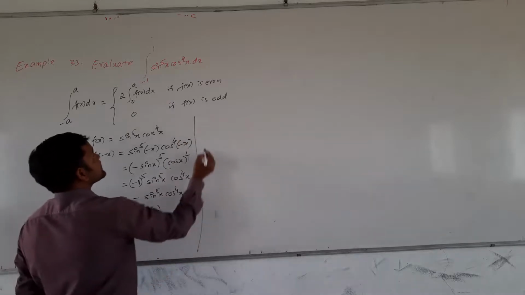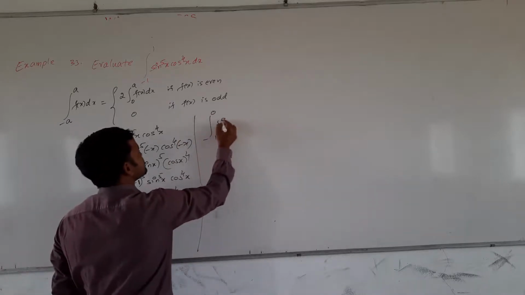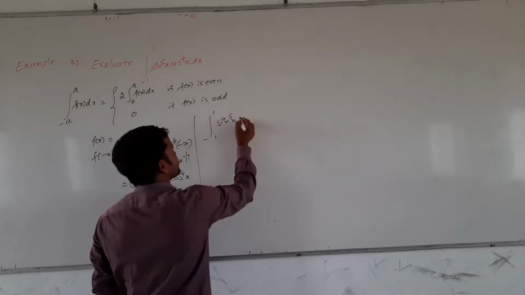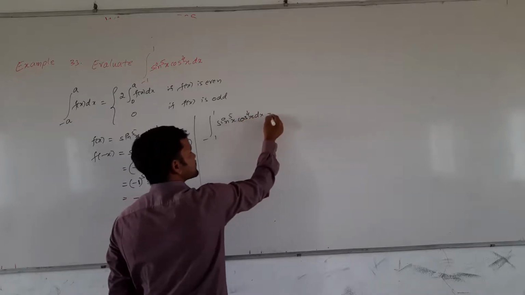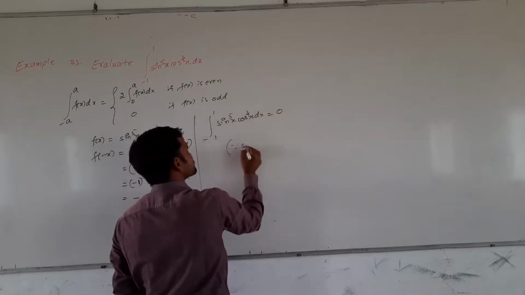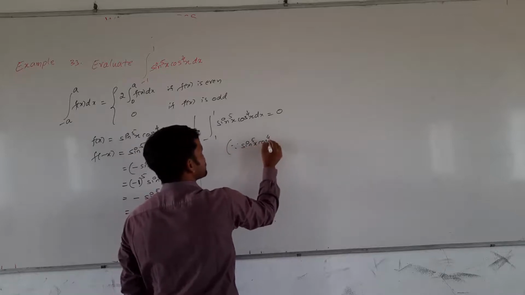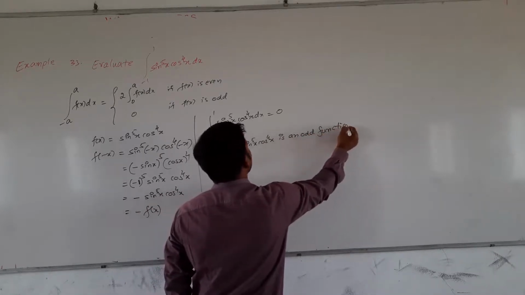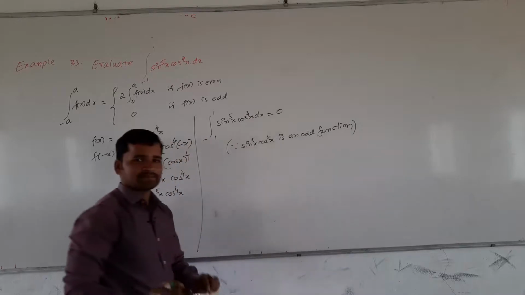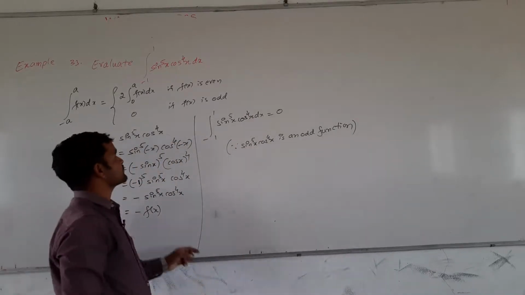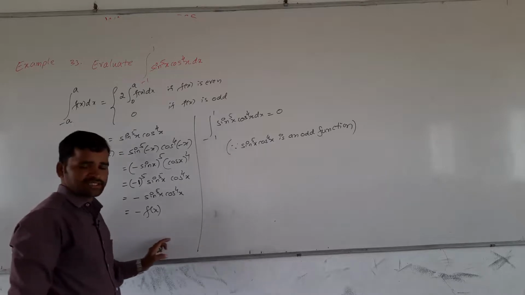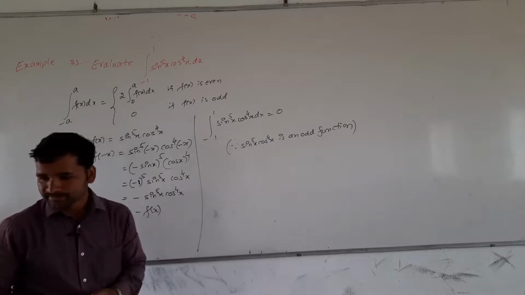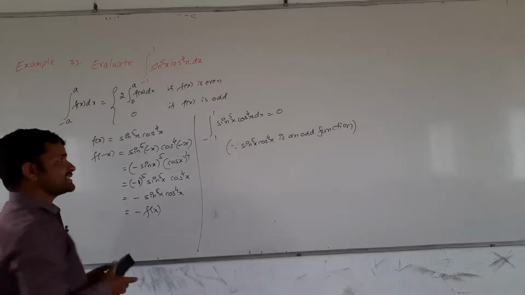Yes, we can write here the integral from minus 1 to plus 1 of sin^5 x cos^4 x dx is equal to 0 because sin^5 x cos^4 x is an odd function. Even if you write only these two steps, it is more than enough. This is just to tell you what happens to the answer here. Okay, no need to write this. Thank you. This is about example 33.